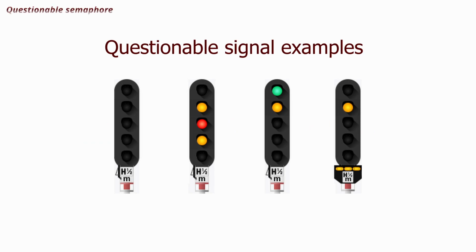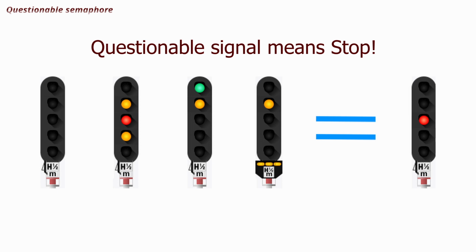Railway breakdowns happen. Sometimes the semaphore does not display any signal or displays an incorrect one. It cannot be interpreted correctly according to the regulations. We call such a semaphore questionable. What then? The driver is obligated to stop before such a semaphore because a semaphore with a questionable signal should be treated as an S1 stop semaphore. You should stop and report the questionable signal to the dispatcher.